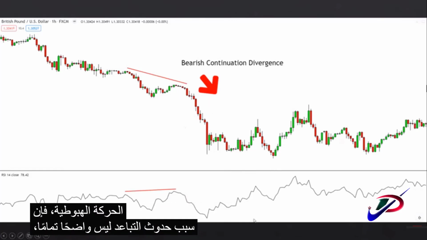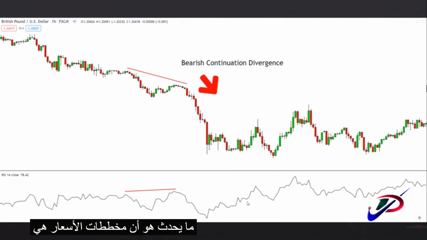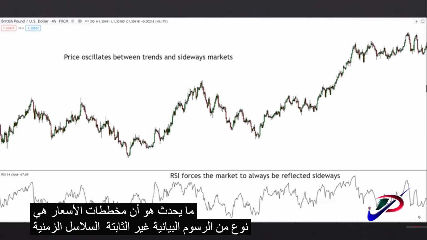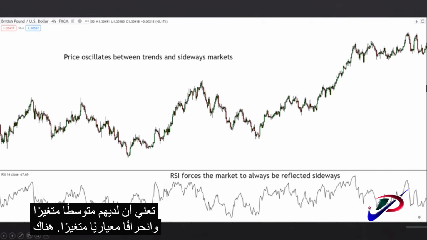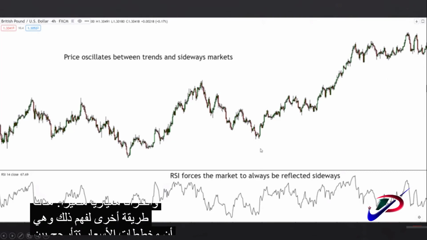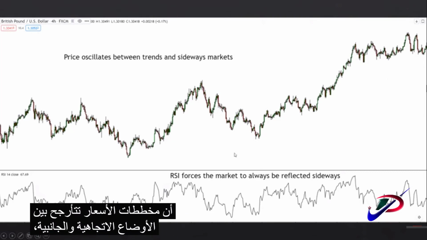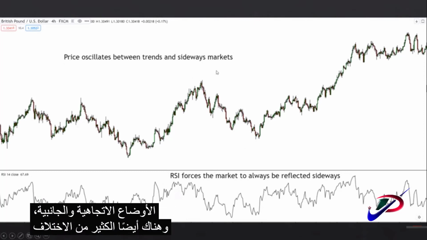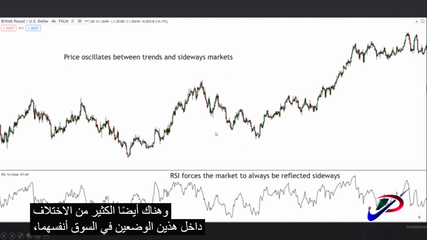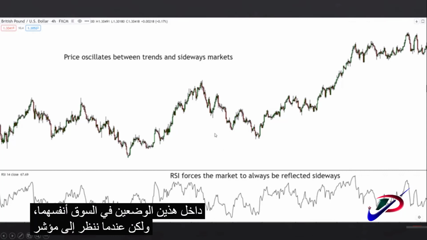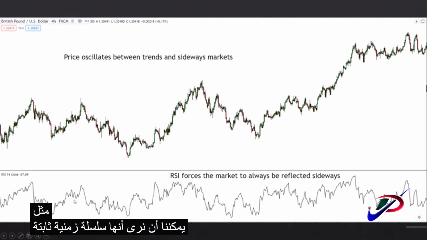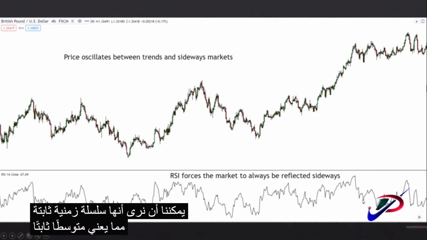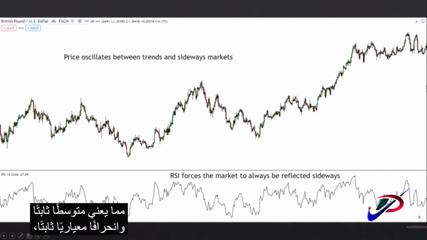The reason divergence occurs is not so obvious. What happens is that price charts are a type of non-stationary time series, meaning that they have a variable mean and variable standard deviation. Another way of understanding this is that price charts oscillate between trending and sideways modes, and there's also quite a lot of variation within these two market modes themselves. However, when we look at an indicator like the RSI, we can see that it is a stationary time series, which means constant mean and constant standard deviation.